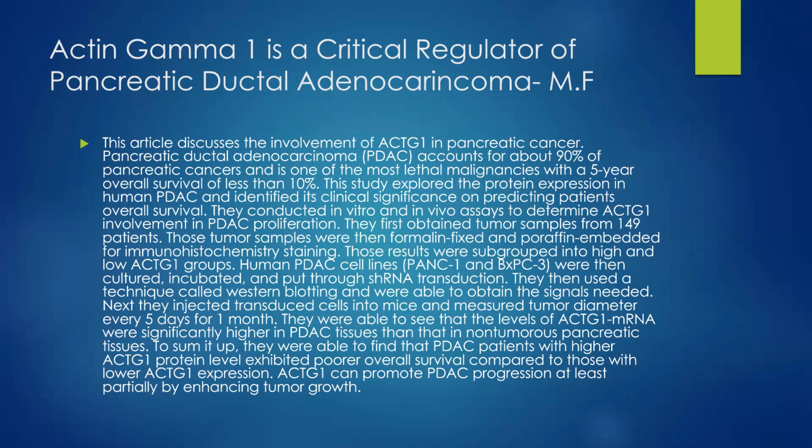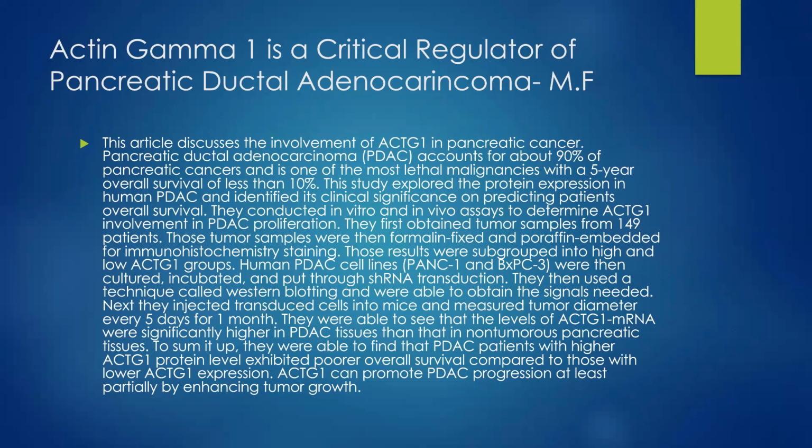They then used a technique called Western blotting, where the cells were lysed, centrifuged, membranes were blocked and incubated, secondary antibodies were added, and then incubated again. Through this, they were able to detect the signal that they needed. They then performed a cell proliferation assay to measure the proliferative capacity of PDAC cells. The transduced cells were seeded in a 96 well plate and cultured, then treated with a reagent followed by incubation before determining their absorbance.